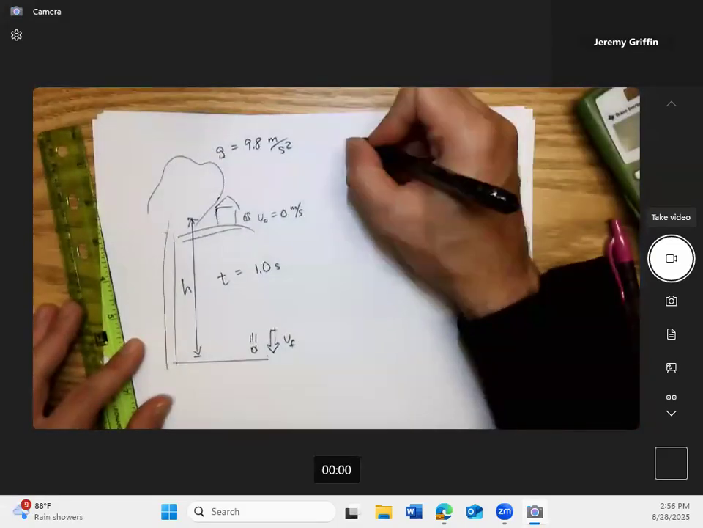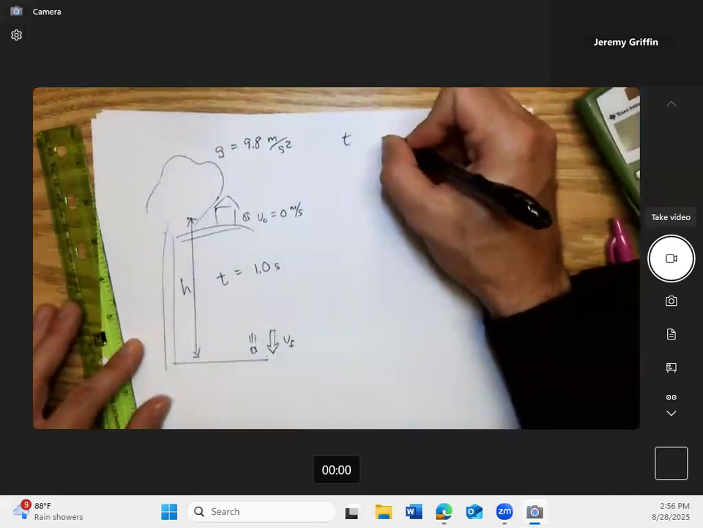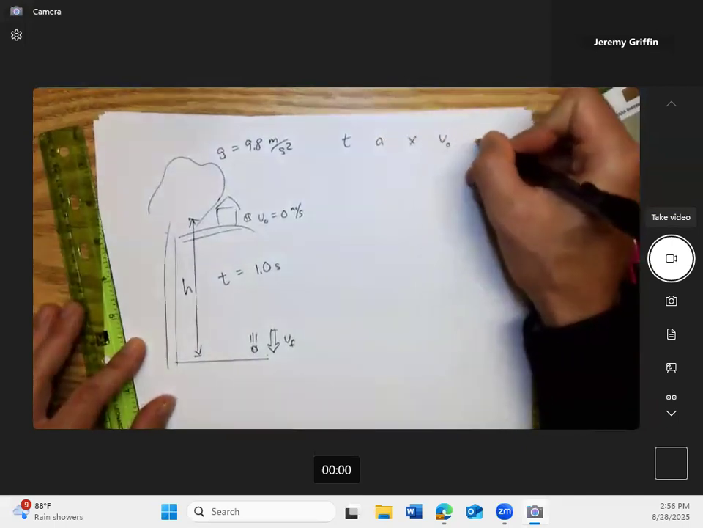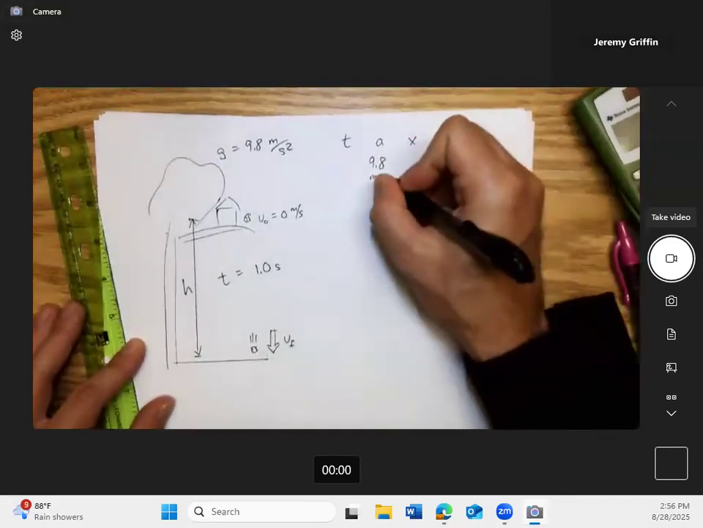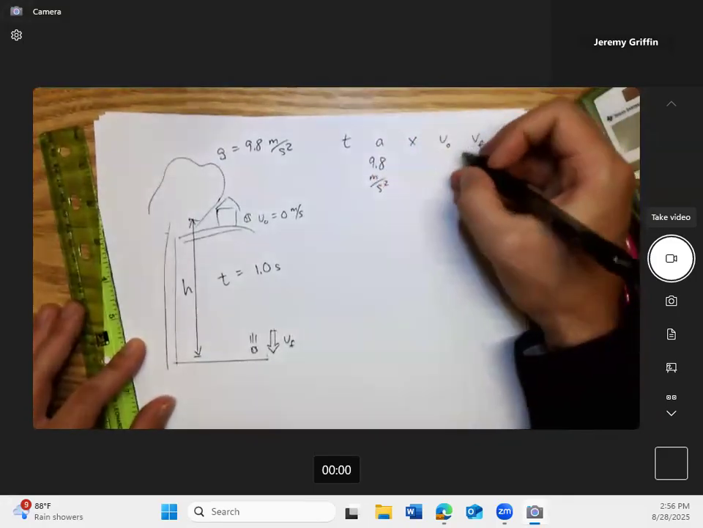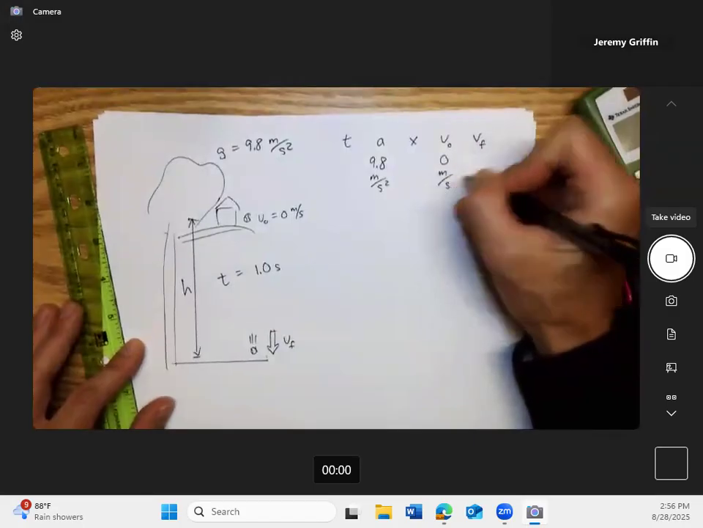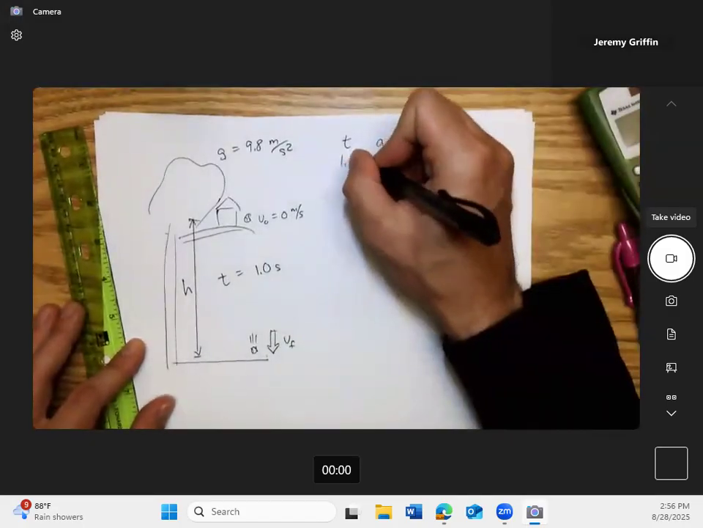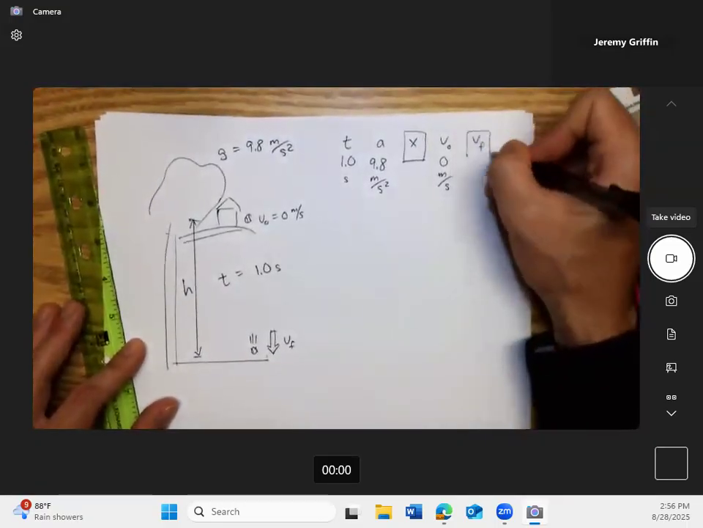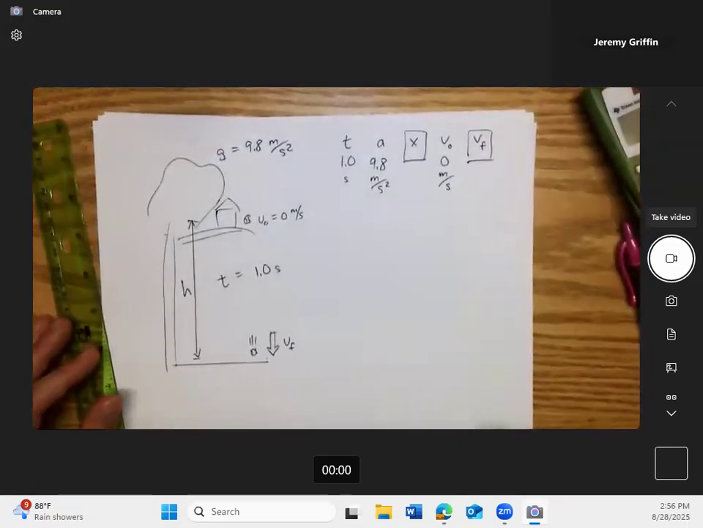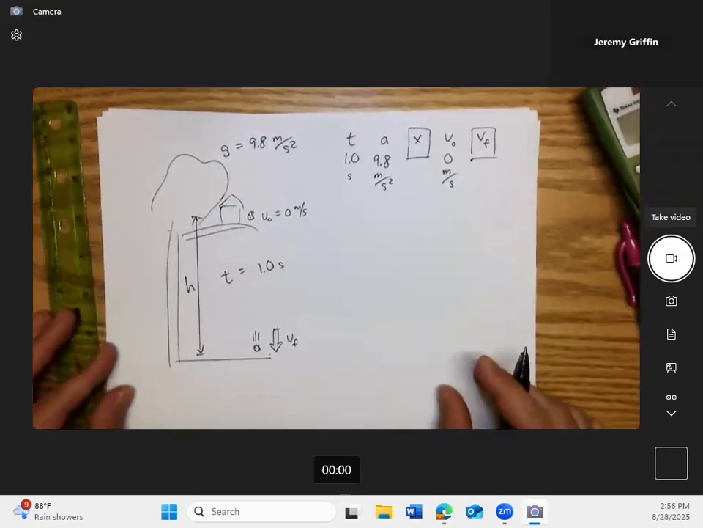Now if I make a little checklist, like what do I know, what do I want to know? I know a, acceleration, is 9.8 meters per second squared for Earth gravity. I know v naught is 0 meters per second because you dropped the ball. And I know time is 1 second because somebody timed it. How tall is the treehouse? And what's the crash speed? You see that? All right, here we go.